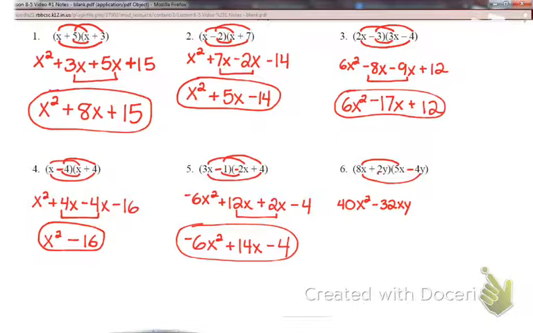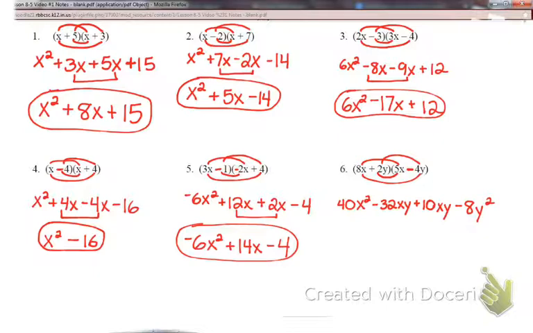Your insides here, this is positive 2y times 5x. 2 times 5 is 10, so positive 10. You also have an x and a y. So instead of writing it as yx, you just want to keep it in alphabetical order. So that'll be a plus 10xy. And then my lasts, we have 2y times a negative 4y, so that'll be negative 8y squared.